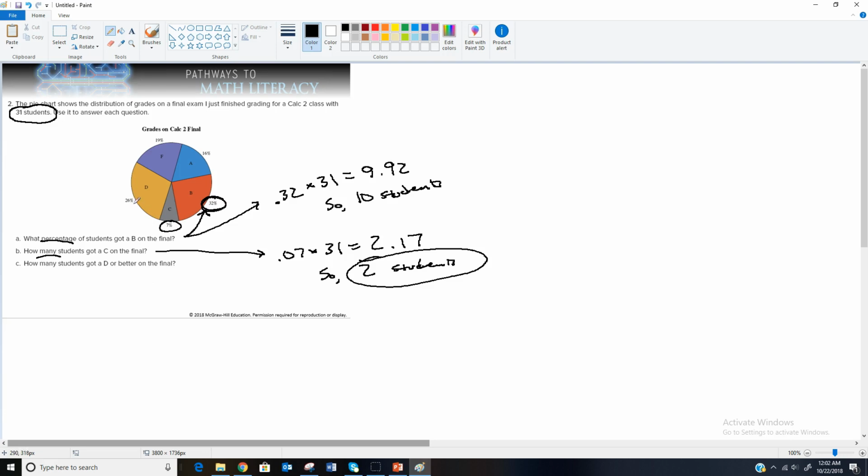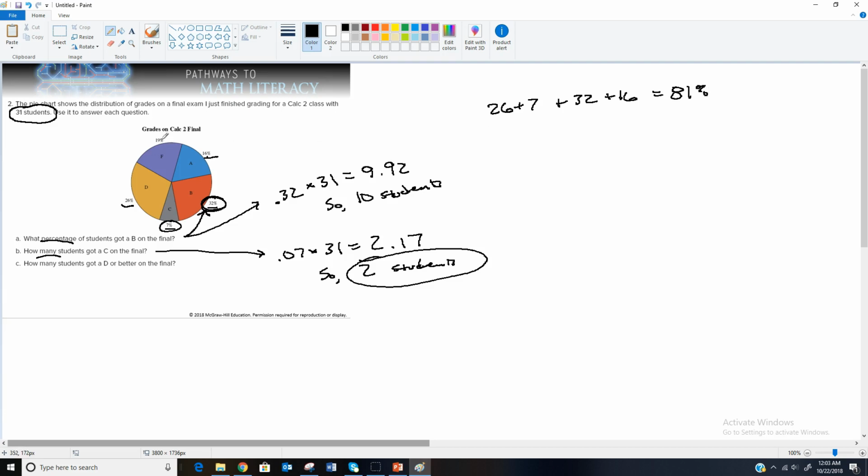So on this one it says how many students got a D or better. Well, we had 26 that got a D, 7 that got a C, 32 that got a B, and 34%, or I'm sorry, 16% that got an A. So if we add those up, we have 26 plus 7 plus 32 plus 16. That's the percent that we're going to have. And so that's 26 plus 7, 32 plus 16 gets us 81%.